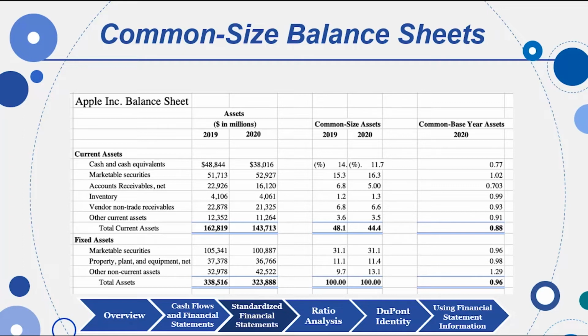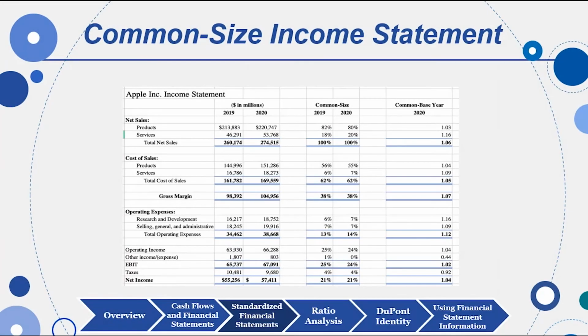Common base year assets is just what we would call year-over-year analysis. So 2020 divided by 2019 is how we get that last column. And those answers would be in times. Again, I'm dividing dollars by dollars, not percentages by percentages. Divide the dollar columns in 2020 by the dollar figures in 2019, and you get those common base year asset numbers. And we can compare those to other companies in the same space as, say, Apple in this case.